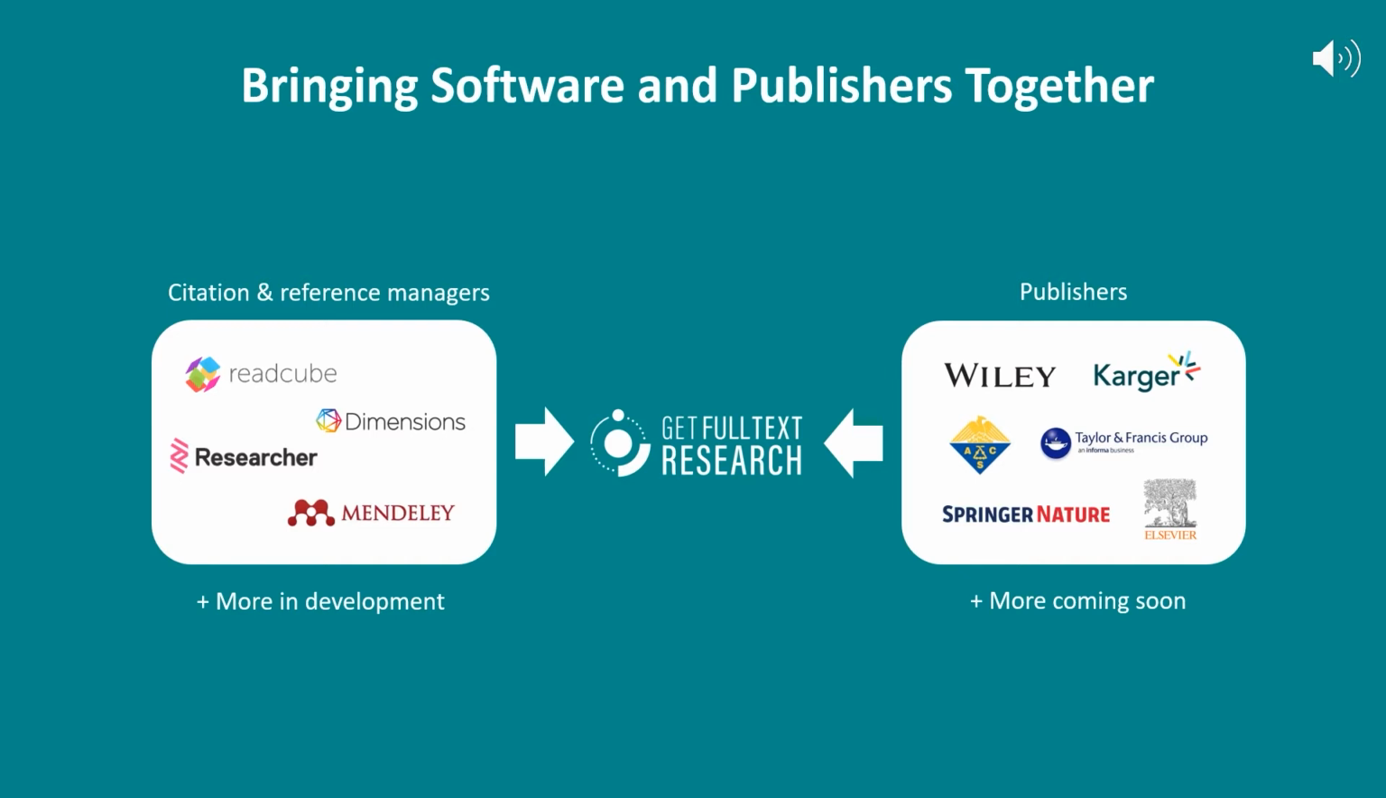On the publisher side, the 5 founding publishers have their content available through GetFTR. Those are Wiley, the American Chemical Society, Taylor and Francis, Springer Nature, and Elsevier. And we're happy to announce also that Karger now has its content available through GetFTR. You'll be seeing many other publishers announce that they will be making their content available through GetFTR soon as well.